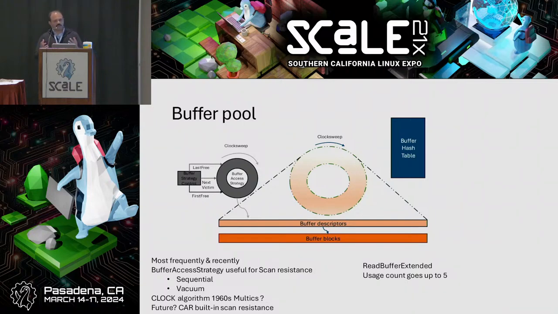But at some point in time, a sophisticated algorithm, probably something like CAR, which has built-in scan resistance, could help here as well. But overall, the theme to take away is that the shared memory that we have here is used for buffering the contents from the disk, and we do have a page replacement algorithm built into PostgreSQL.